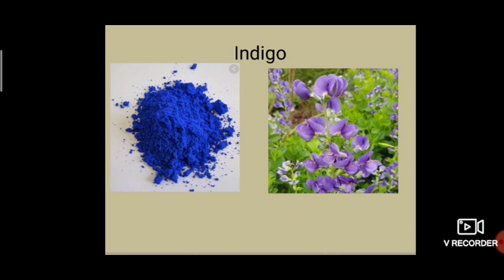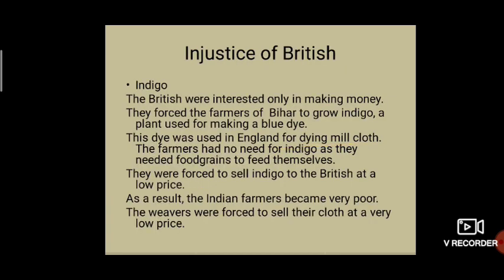The Britishers did the same. They were interested only in making money, and then they forced the farmers of Bihar to grow indigo, though the farmers of Bihar were not ready to grow it. They were not in favor of growing indigo. The reason: once indigo is grown, afterward the land cannot be used for any other crop. It cannot be used for rice, it cannot be used for wheat.